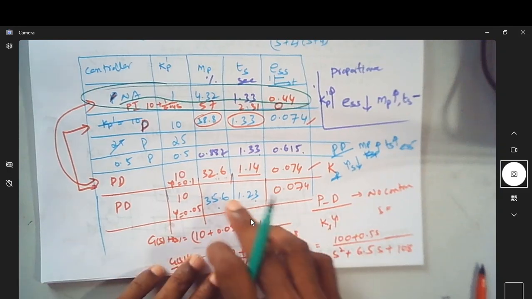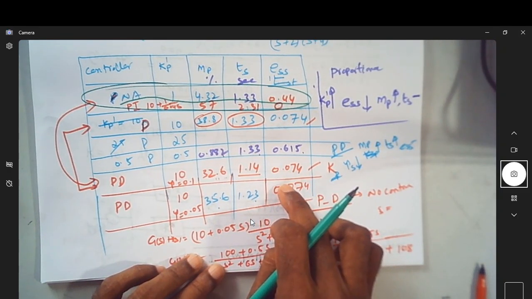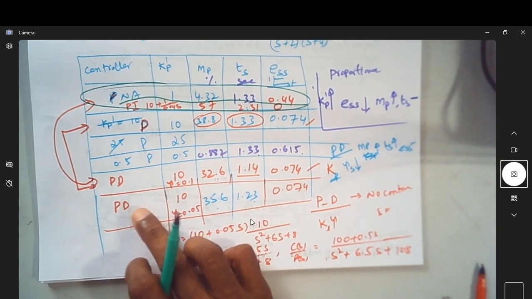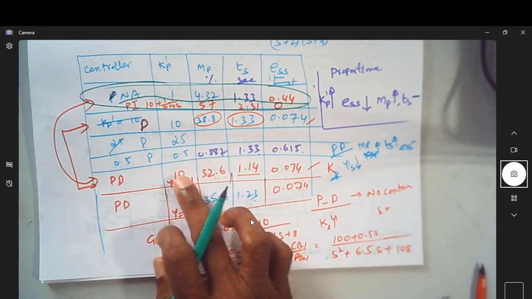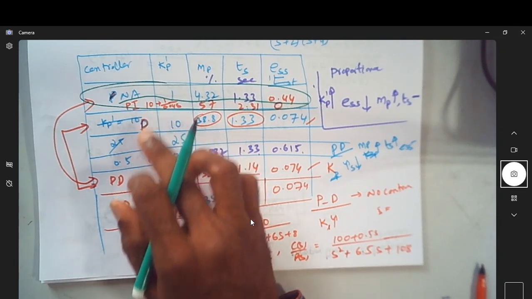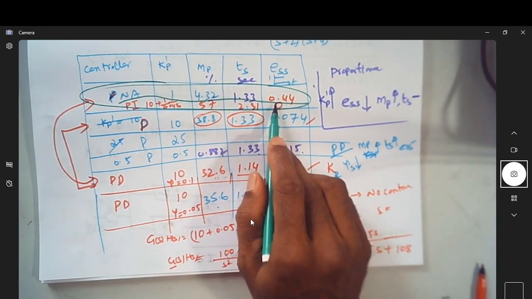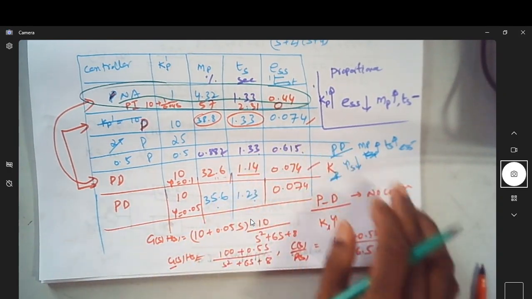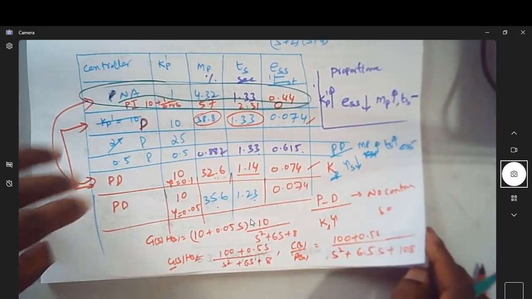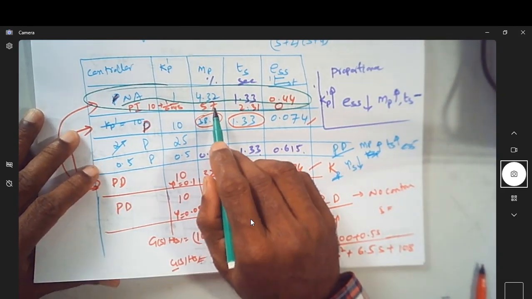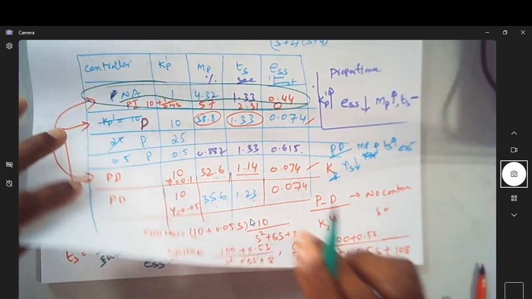Of course in the previous PD controllers we saw that there was some steady state error. Even when you replace P by PD, you had some error, but when you have a PI controller, the ESS becomes totally 0. This is the advantage, of course, at the cost of increased MP, and TS is also increased.